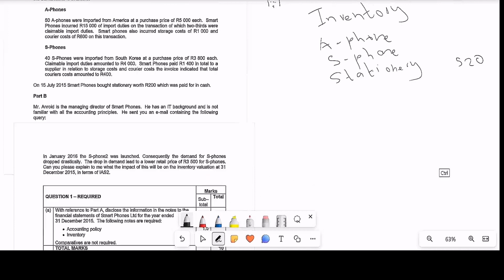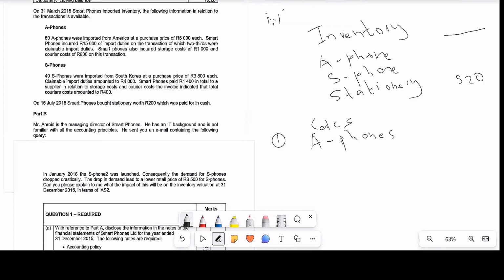So okay, I'm gonna do my calculations right here below. So this will be the first one for a phones. I'll just say here, this is where I'll put the balance here. So I'll add them up and tell you at the top. So here I'll say calcs.